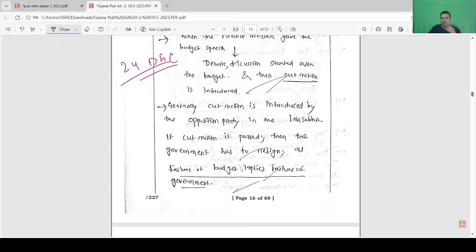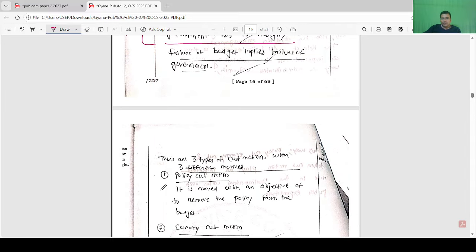Look, this is wrong, but the OPSC evaluator missed it. He wrote that if a cut motion is passed, then the government has to resign. No, this is a wrong statement, but OPSC has missed it. God bless OPSC. If the budget is not passed, the government would resign, but if a cut motion is passed, the government does not have to resign. This is wrong, but the evaluator missed it. It is good for the student.